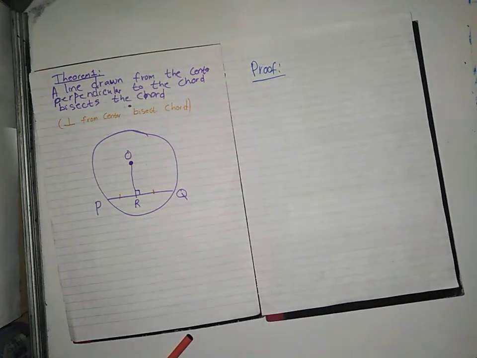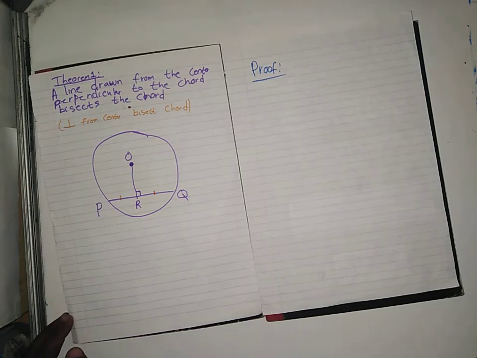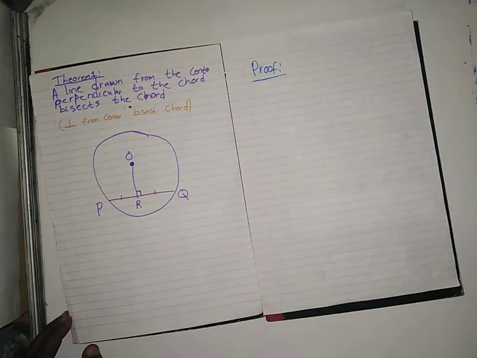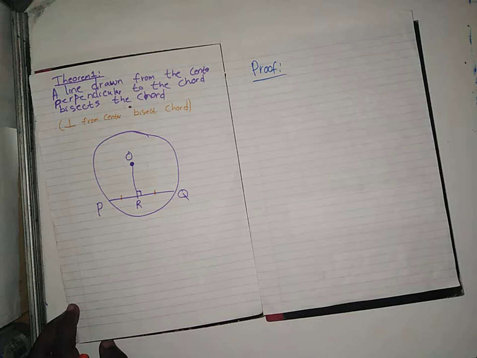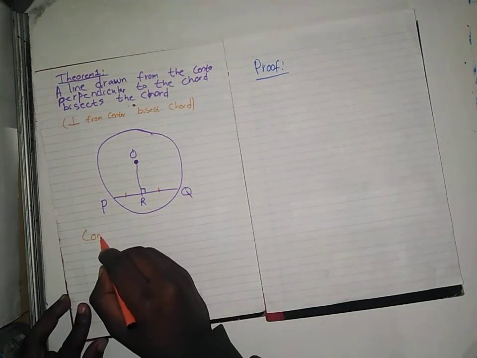Okay, but before you prove, guys, you must do a construction. Whenever you do a construction in geometry, you must actually tell the person that is reading that I've done a construction, and then this is the construction that I've done. So what is the construction that you have done here? Okay, so this is construction.